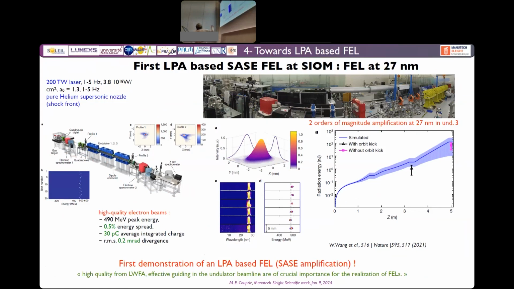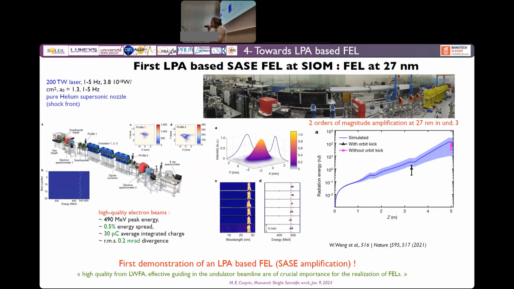So they operate with 0.5% energy spread, a 500 MeV beam, 30 picocoulomb, and a very small divergence. And then they have 3 segments of undulators, and they operate in an SASE regime. So you see here the FEL wavelengths, and then here the growth. Here is the first segment of undulator, second segment of undulator, and they could have 2 orders of magnitude of amplification at 27 nanometers with a third undulator. So this is a very important result for the community, because it's the first LPA-driven FEL.